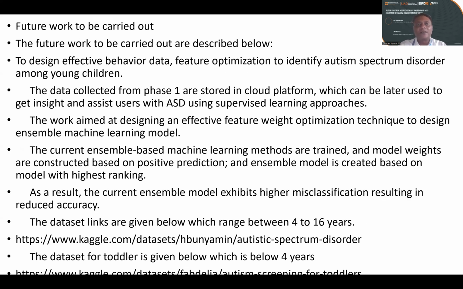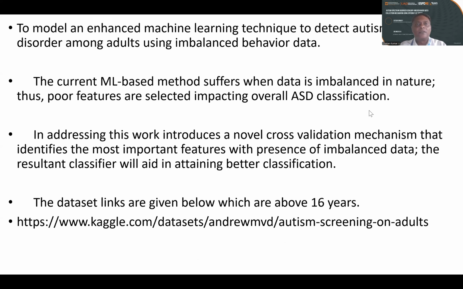Future work is to be carried out to design an effective behavioral data feature optimization to identify autism spectrum disorder among young children. The data collected from phase one should be stored in a cloud platform, which can later be used to get insight and assist users with ASD using the supervised learning approach. The model enhances a mechanism to detect autism spectrum disorder among adults using imbalanced behavior data. The current ML-based method suffers when data is imbalanced in nature. So we are also focusing on poor features which are being selected, impacting overall ASD classification.